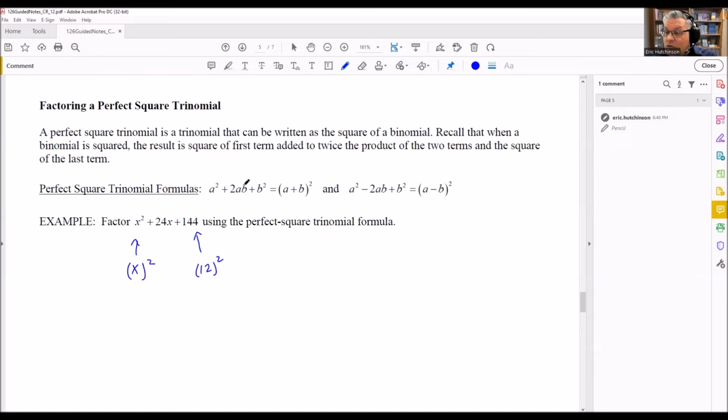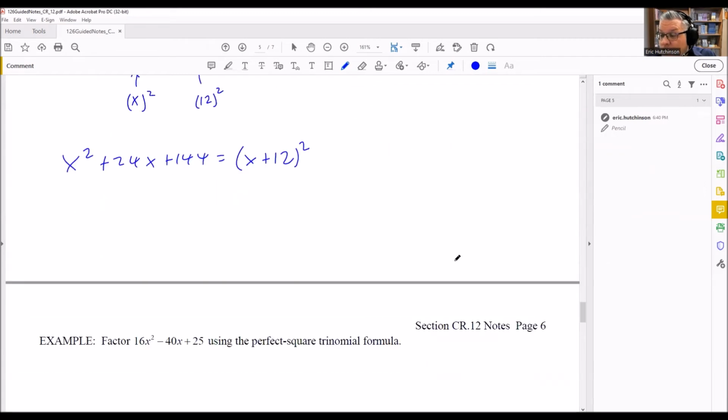So because of that, we have the a we know is x and the b is 12, which means that x squared plus 24x plus 144 factors into x plus 12 quantity squared by using the perfect square trinomial formula. So it's just a matter of identifying what the a and the b is, and you can plug them into the formula. Let's do another one of those.